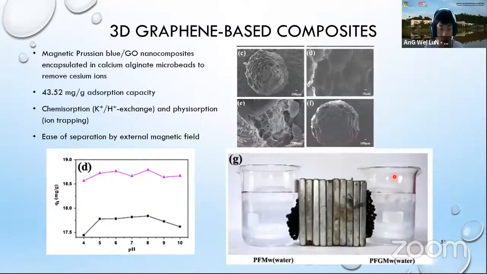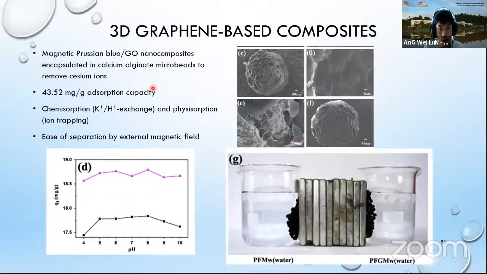And here is to show the multiple roles of 3D graphene composite. This magnetic fusion fluid is good to remove the cesium. It's a radioactive pollutant, but because, as I said, the nanoparticle form of this fusion fluid is very difficult to handle, we use the 3D graphene oxide composite as the housing structure for us to put the fusion fluid nanoparticles inside to remove the cesium pollutants.